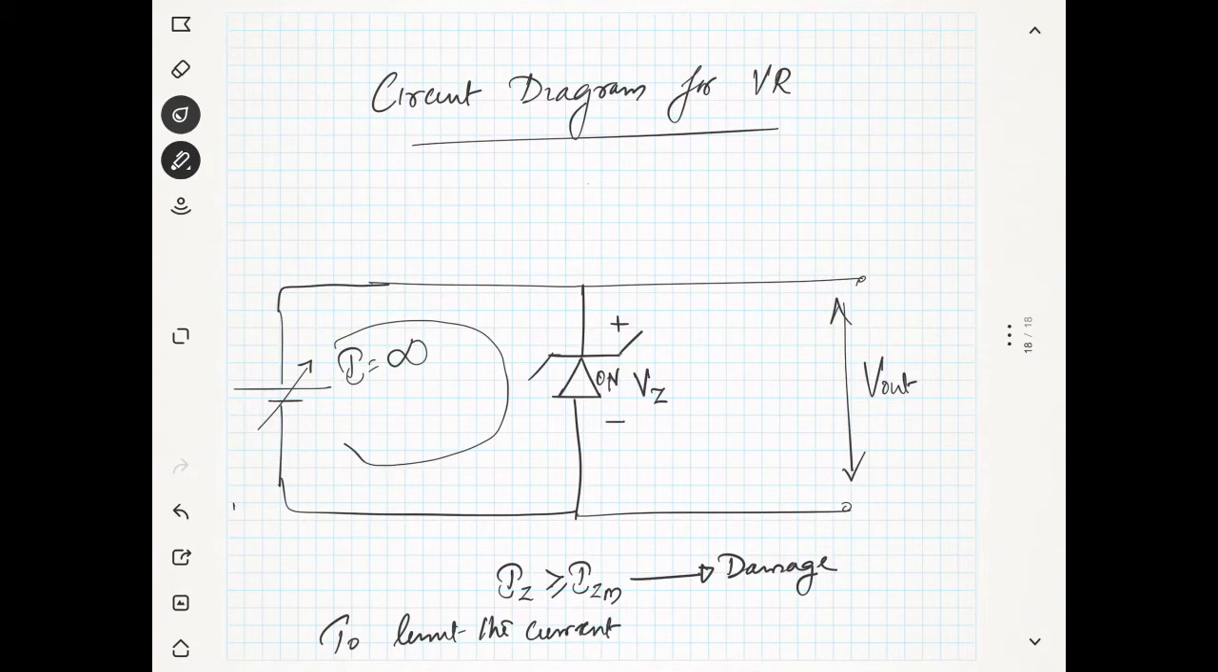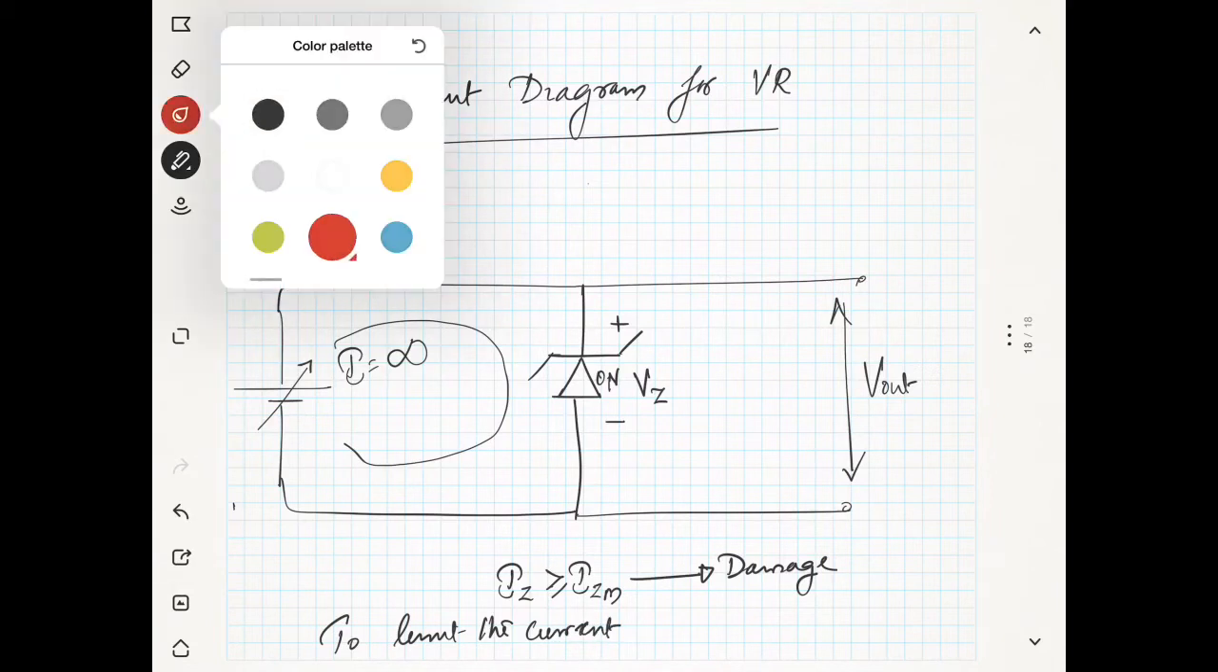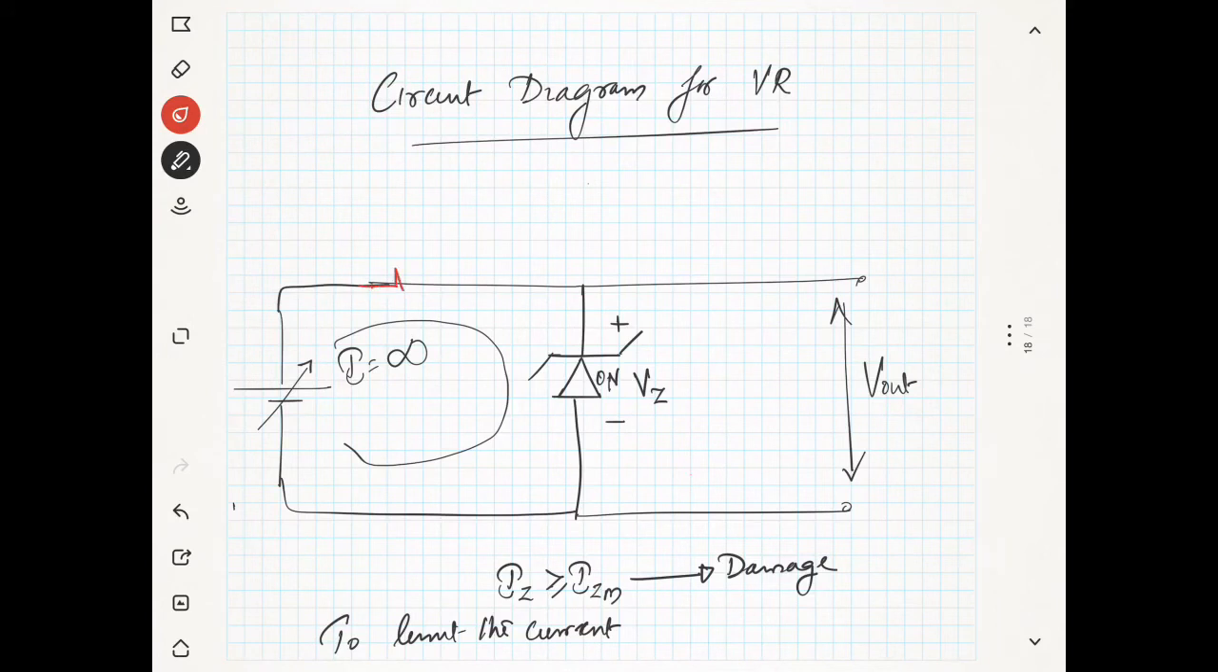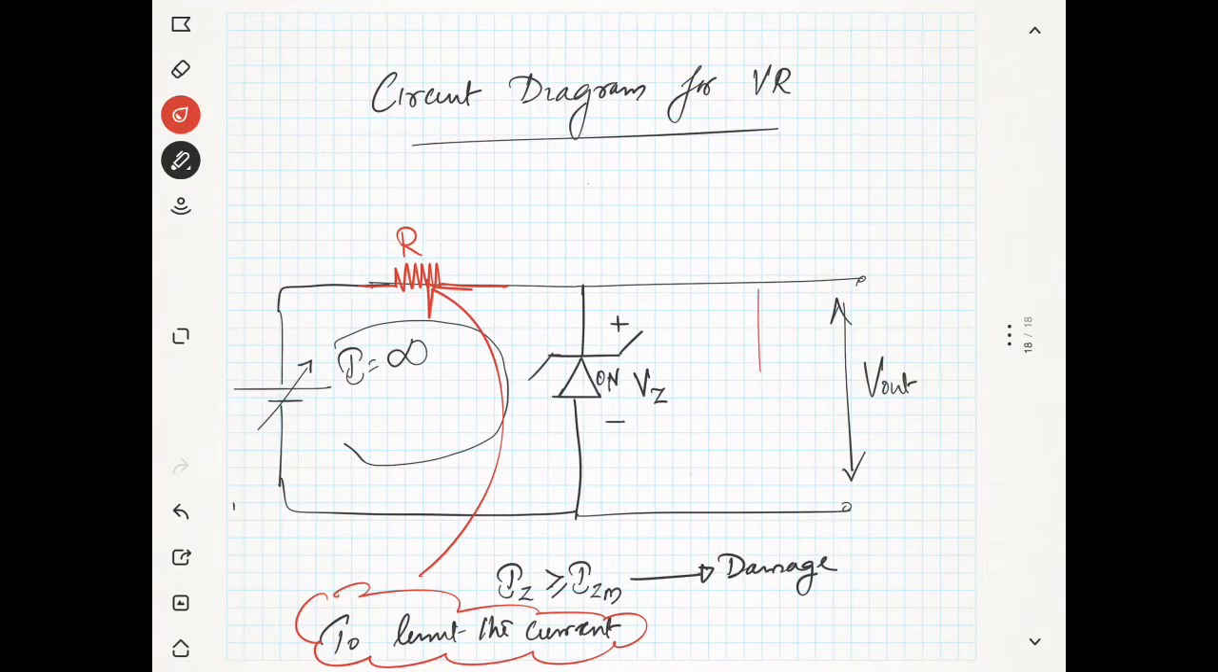So to limit the current, what we will do? We will add a resistance in series here, and this resistance is known as R. This is to limit the current. Now you can get the voltage across this, V out, which is nothing but Vz.